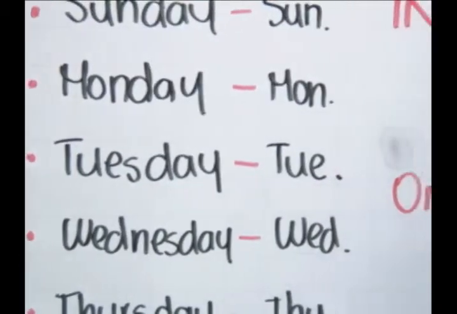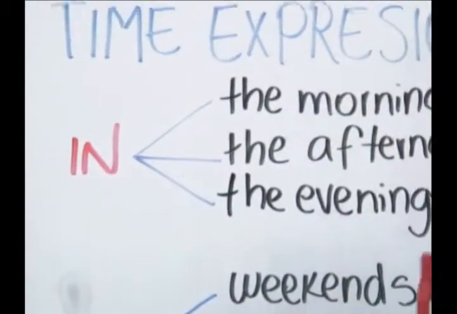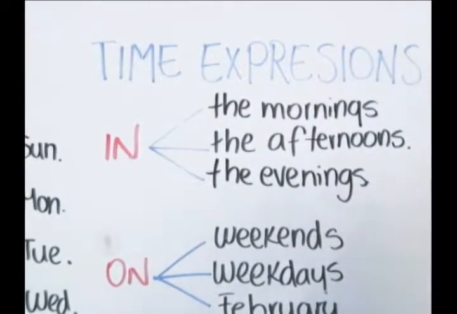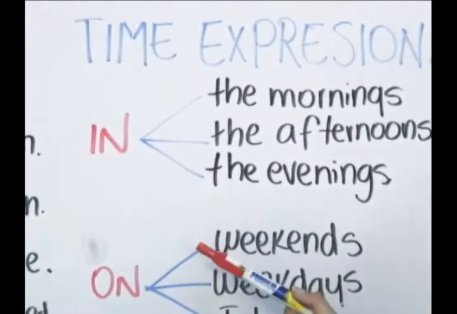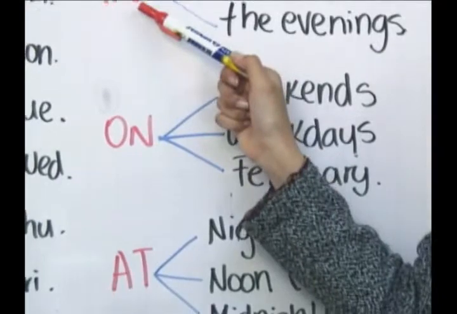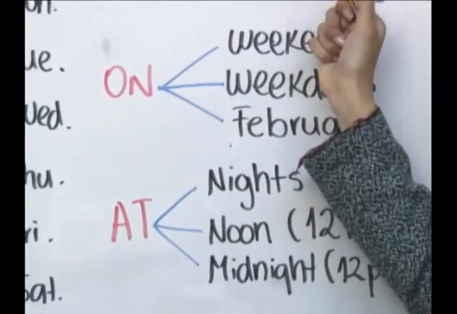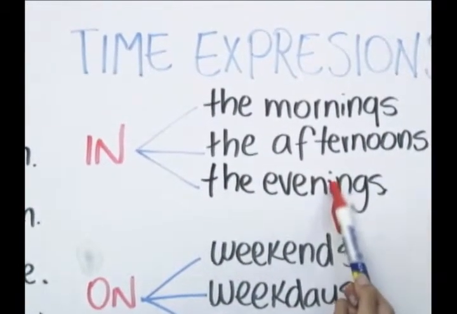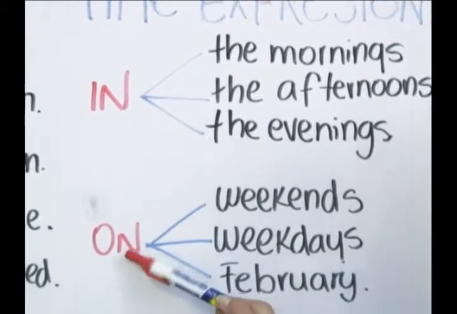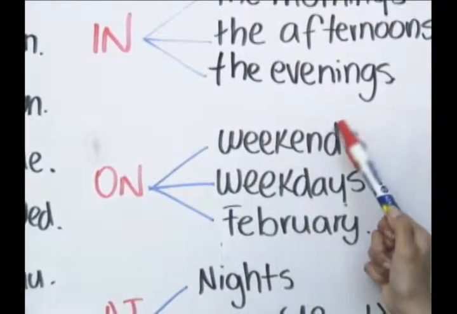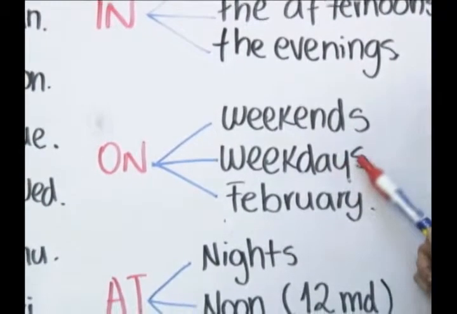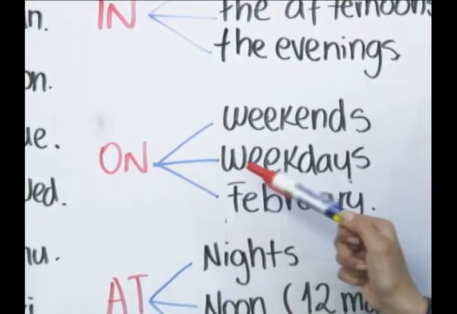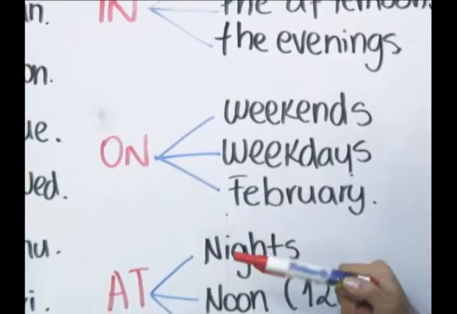Now it is important that you know how to use some time expressions. So we have prepositions of time. The three most important are in, on, and at. With in, we use in the mornings, in the afternoons, or in the evenings. With on we have on weekends, on weekdays, on Sunday, on Tuesday, on Wednesday, and on months: on February, on March, on April.